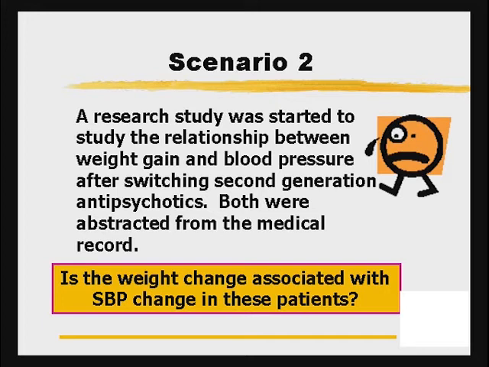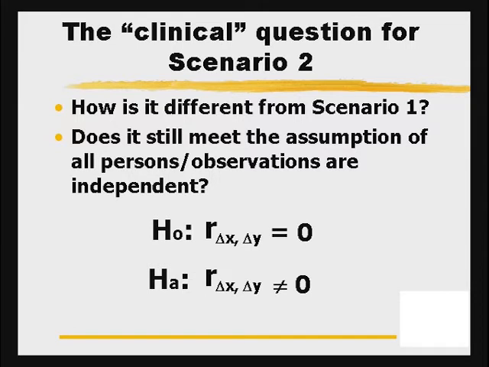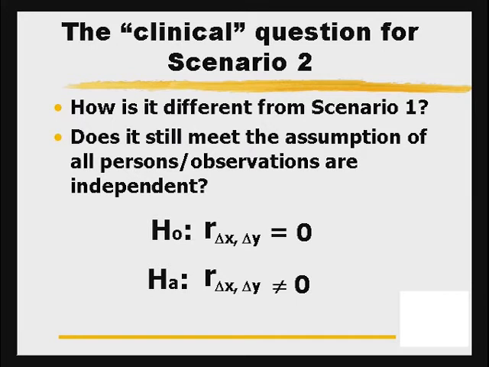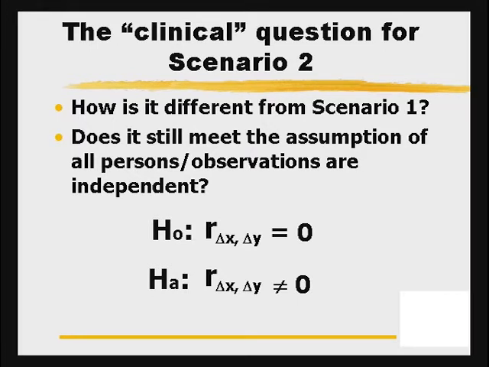So in this instance, then, what is the research question, or what is the clinical question? Well, the clinical question for scenario number 2 is: the change in weight associated with the change in blood pressure, is that correlation equal or not equal to 0? And that's how it's different from scenario number 1, as we are looking at change from time 1 to time 2 in both of those, versus looking at weight at time 1 with blood pressure at time 1. And therefore, because it is still just a single person measuring their weight, the observations are still independent.